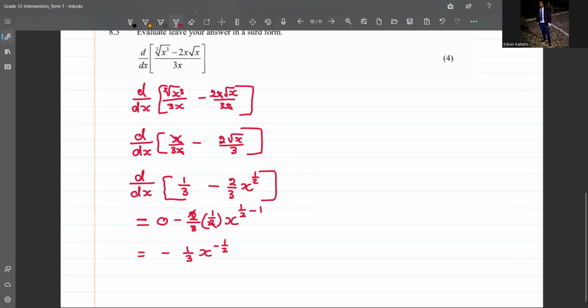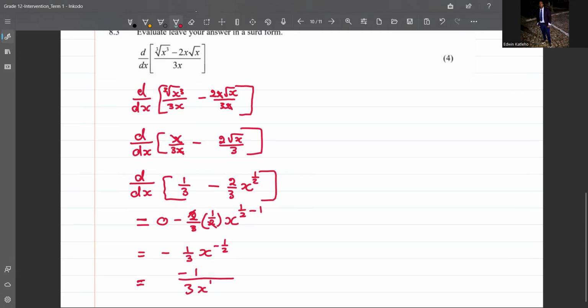Finally, because this is a fraction, we just need to be careful about how we're going to write this. We want everything to be written with a positive exponent. Now, you still have 1 over 3. Since x has a negative exponent, it becomes a denominator, so you write it as a denominator and then change the exponent to a positive. That's basically how you change this expression by finding the derivative and changing it into its standard form.